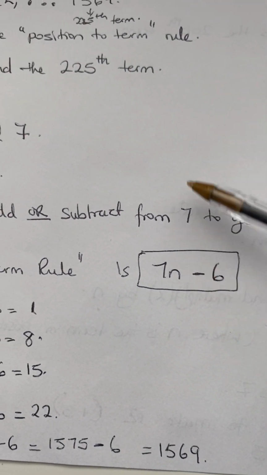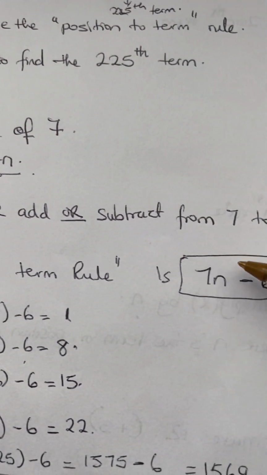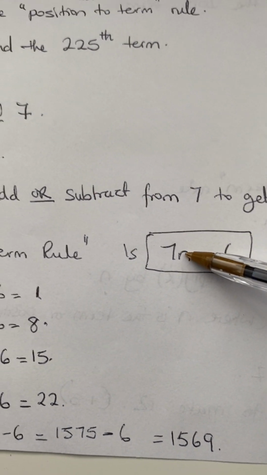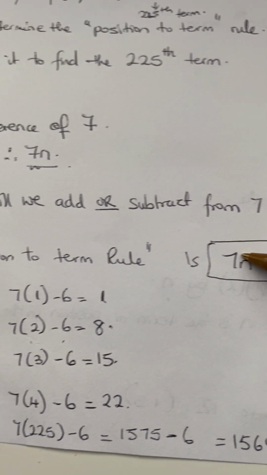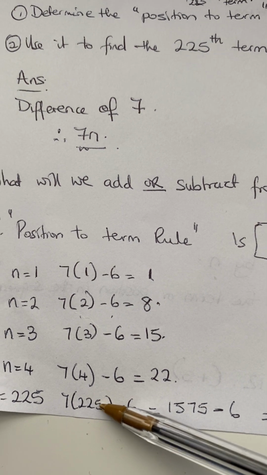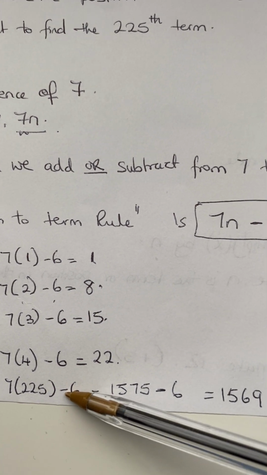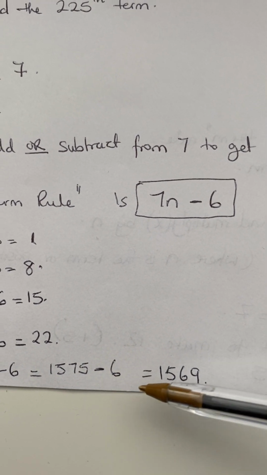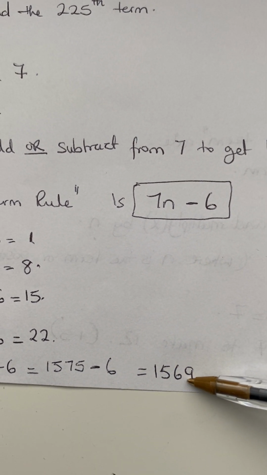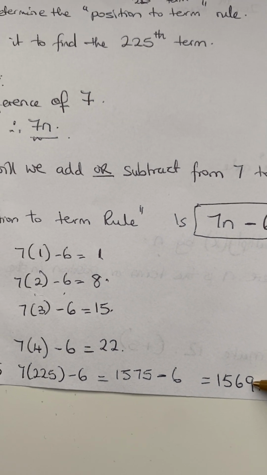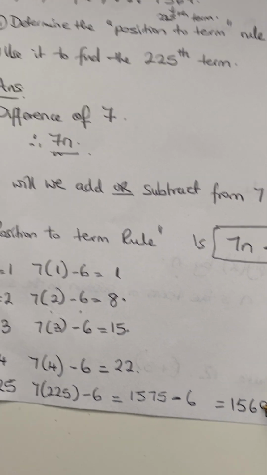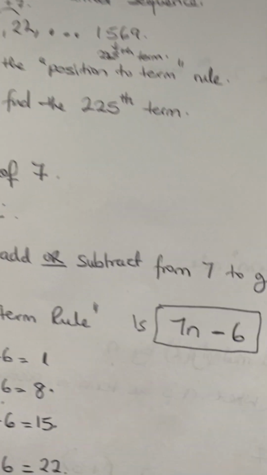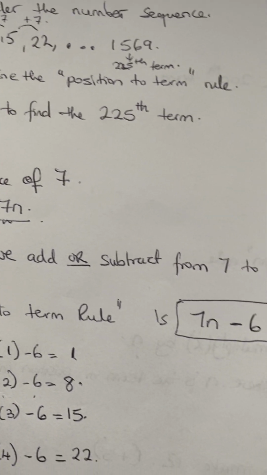So to find the 225th term, n will be 225. So 7 times 225 minus 6. If you do it on the calculator, you get 1569. You can try it. So this will be 1569.